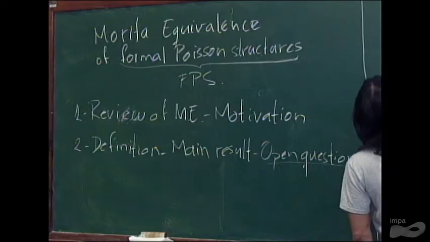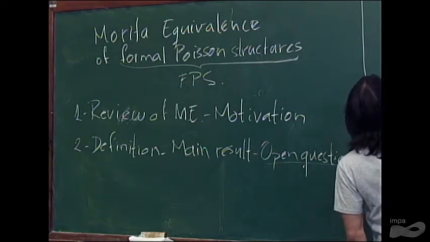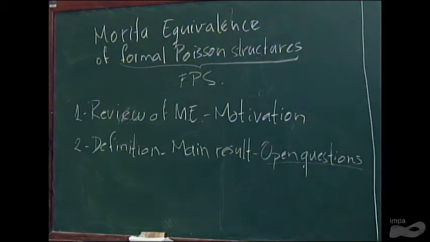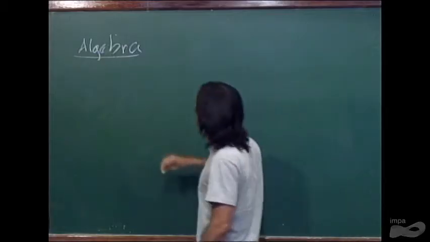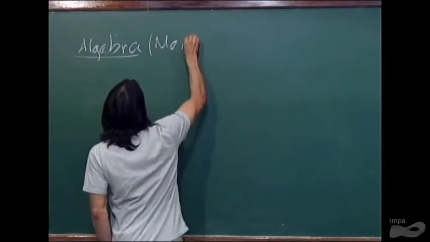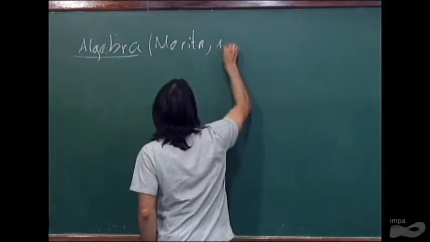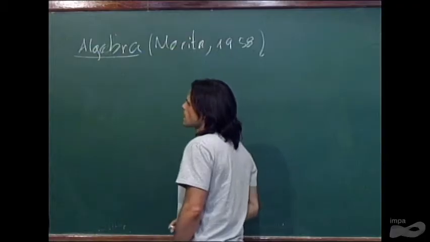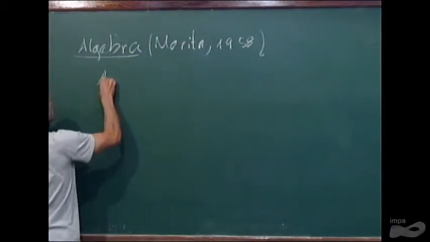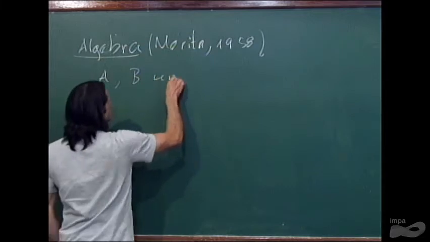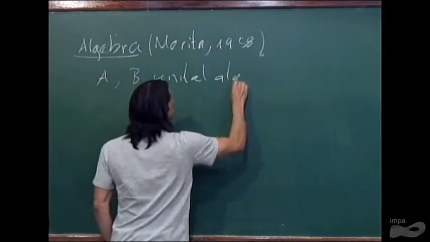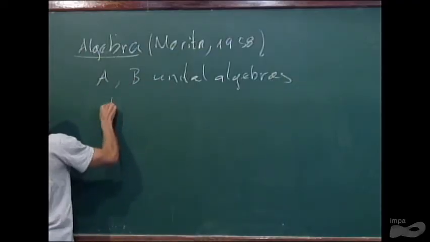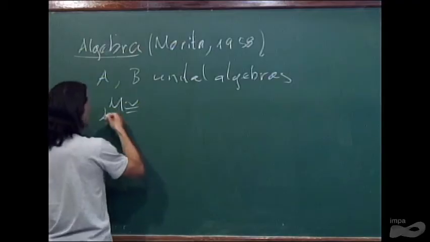So let's go back to algebra, where the notion of Morita equivalence was born by the hand of Morita. This is, I think, more or less over there. And the idea of Morita was to identify unital algebras which have equivalent categories of, for example, modules.